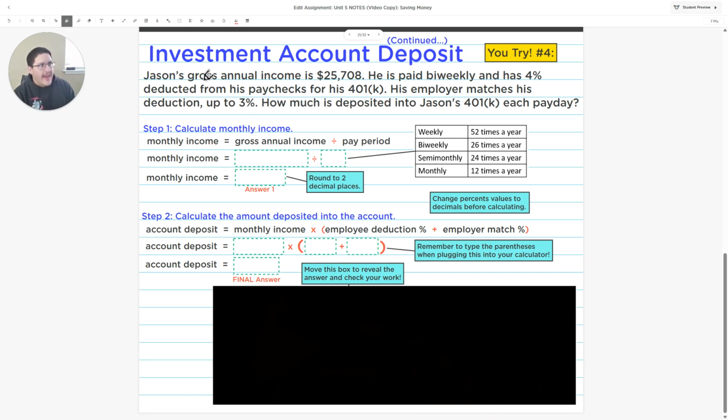Okay, so gross annual income is $25,708. He's paid bi-weekly and has 4% deducted from his paychecks for 401k. His employer matches his deduction up to 3%. We want to know how much will be deposited into the account each payday. So first off, let's figure out what his bi-weekly income will be. We're going to take the gross annual income, $25,708, divided by the amount of pay periods in bi-weekly, which is 26 times a year.